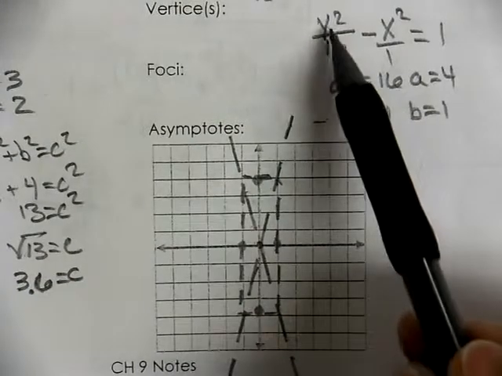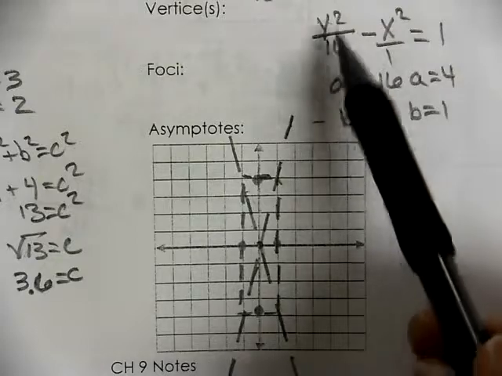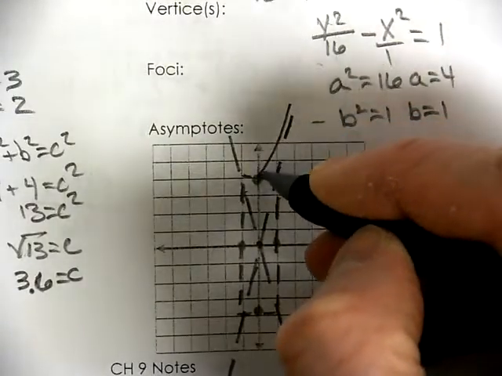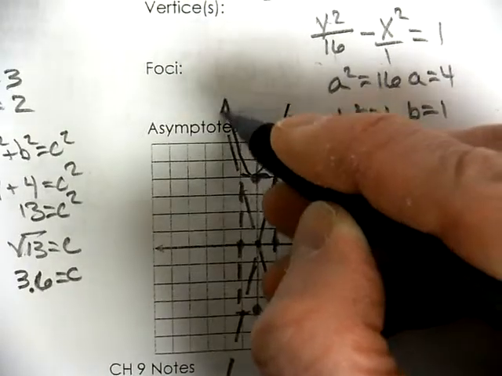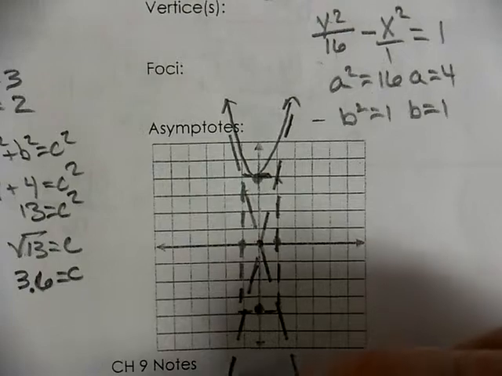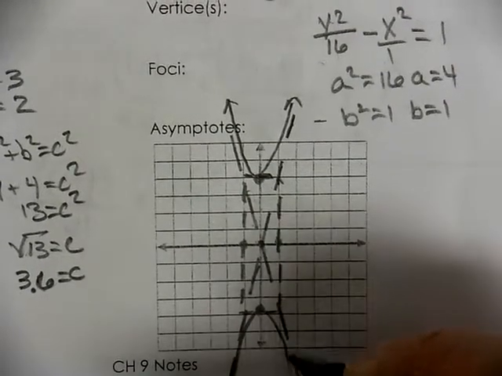Remember that you have y squared. That's your first term. So you know that your branches will open up and open down.